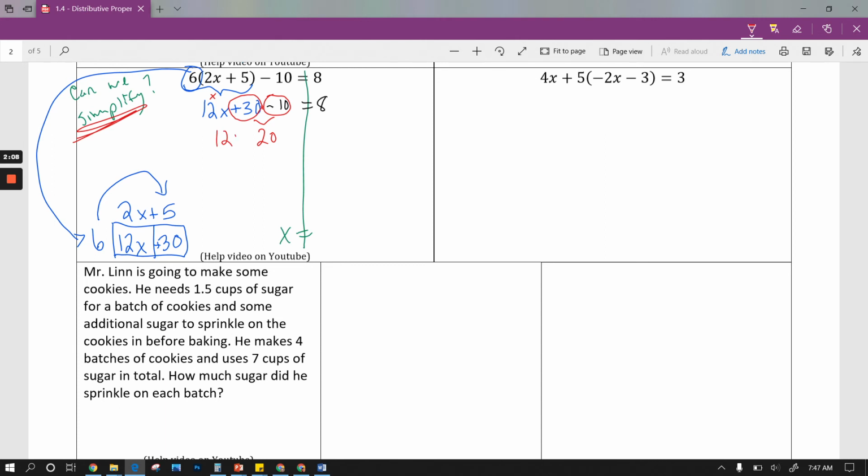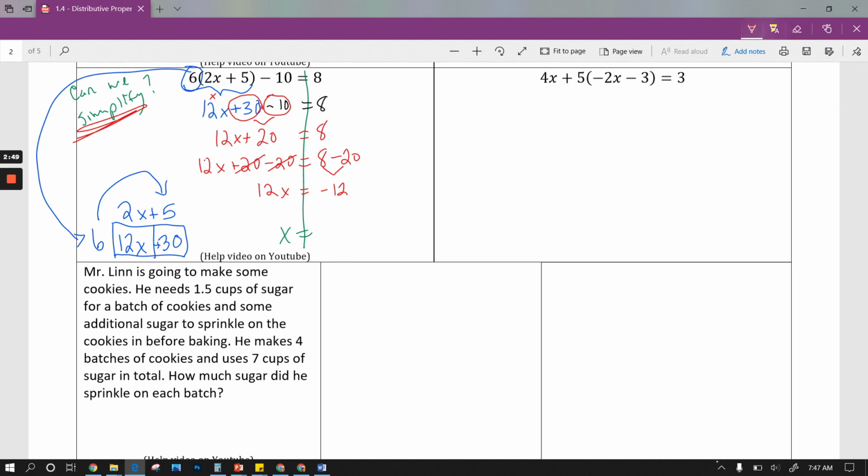12x plus 20 equals 8. Now I'm down to a 2-step equation again, which means I'm going to make my constant equal 0 using inverse operations. 12x plus 20. The opposite of adding 20 is to subtract 20. Everything I do on the left, I have to do on the right. On the left side, 20 minus 20 is 0, so those cancel out. 8 minus 20 is negative 12. So I have 12x equals negative 12.